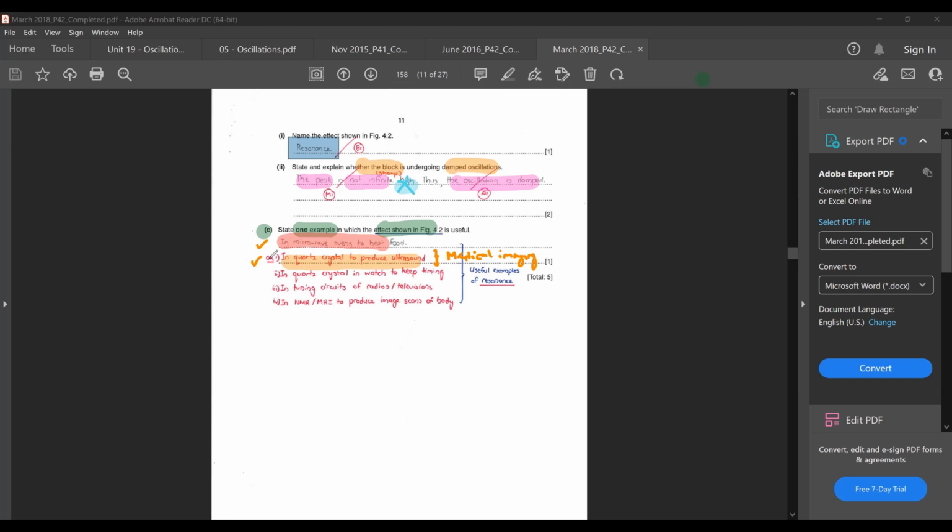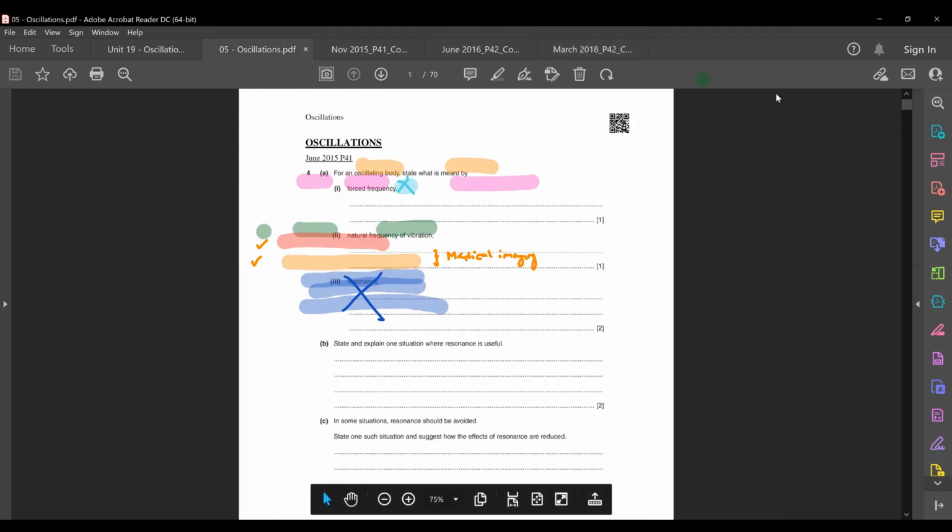The rest are actually not really inside your syllabus. You don't have any chapter covered that is related to this, so I don't think it's worth for you to remember. So here they say in quartz crystal to keep, in watch to keep timing, in tuning circuits of radio and television, in MRI to produce image scans of the body. There is no longer any syllabus in 2022 that relates to this, so don't need to remember this now. Just remember the first two because it's still related to your syllabus that you will cover.